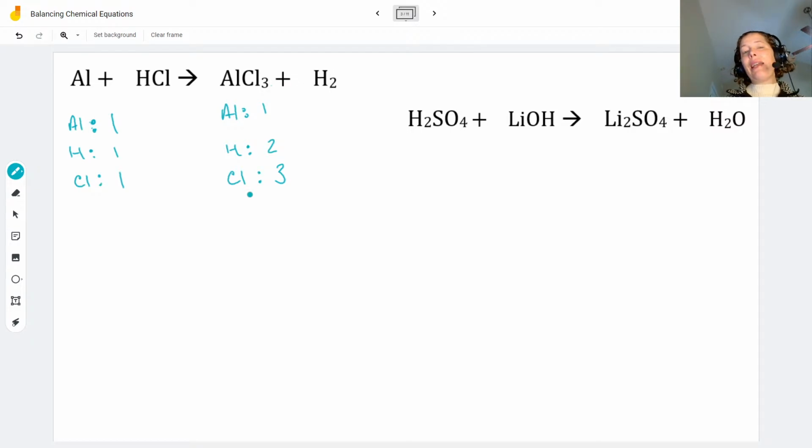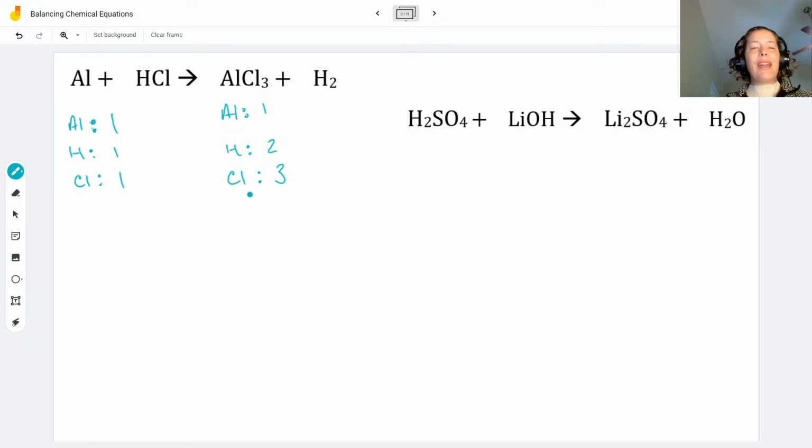Okay, so as a general rule, if you have hydrogen and oxygen, especially when they're in their elemental form, meaning you have H2 or you have O2, it can be best to wait and balance those last.